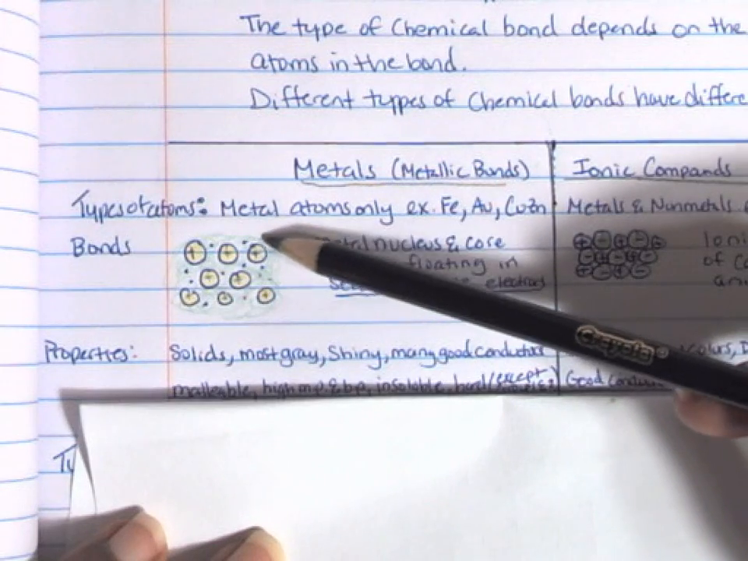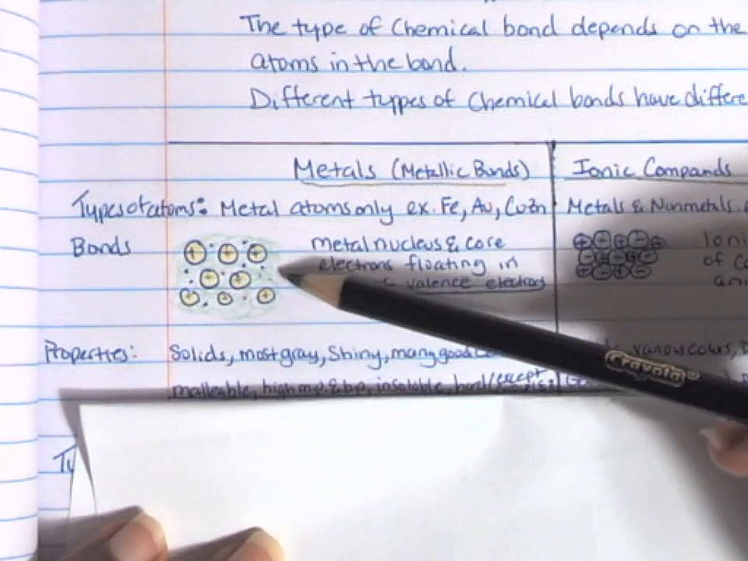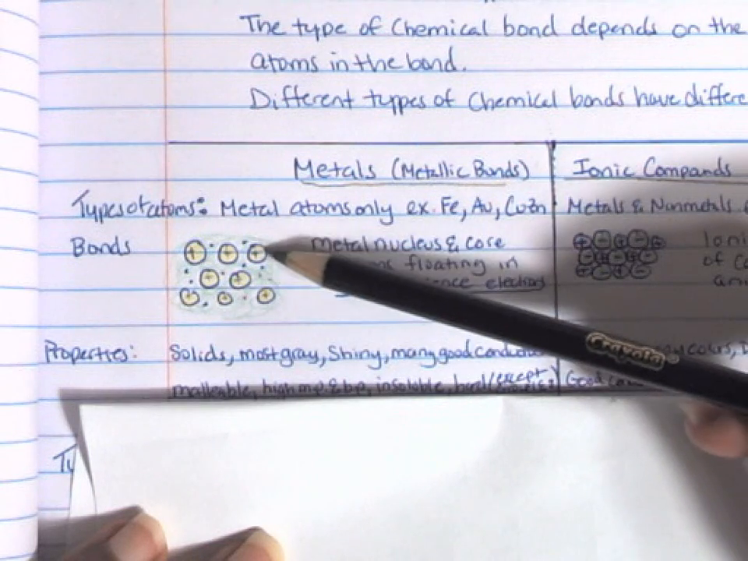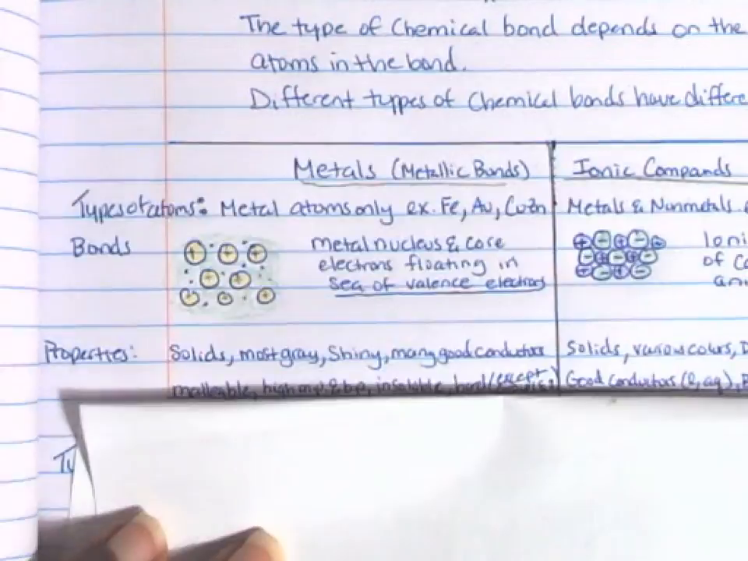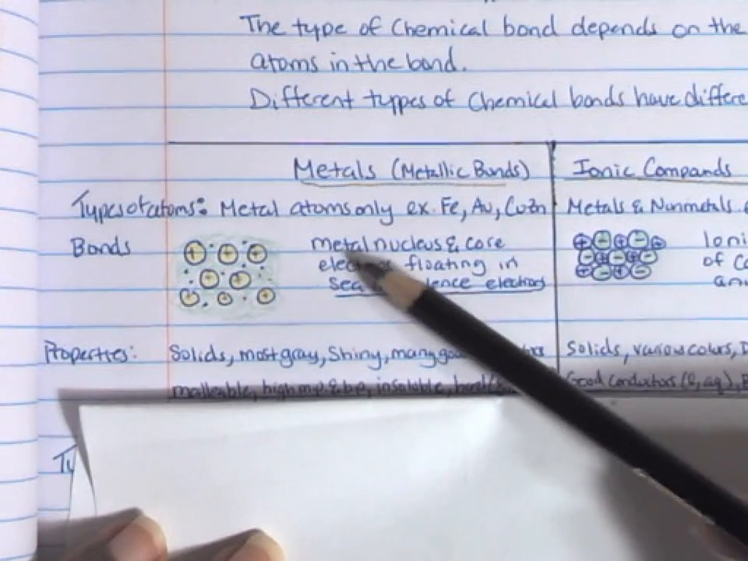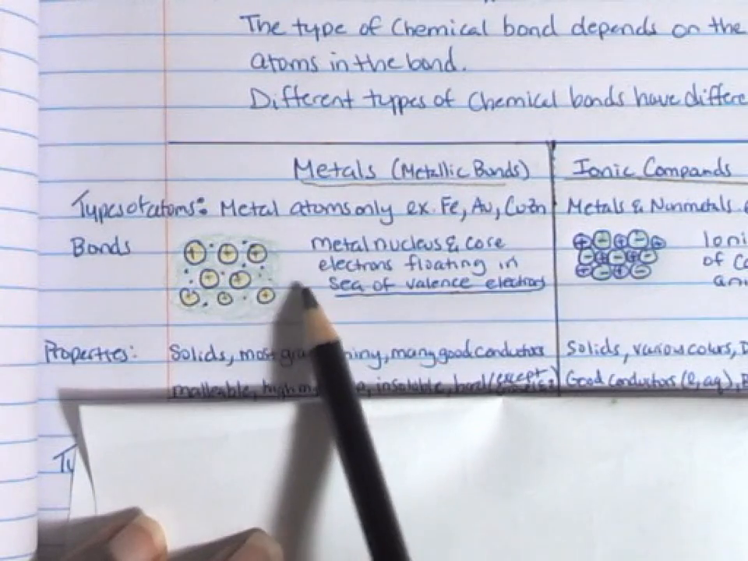The valence electrons, which are the electrons on the outermost shell, they sort of move around. They're not necessarily tied down to a single atom. So the nucleus and the core electrons can float in this sea of electrons. So it says metal nucleus and core electrons floating in a sea of electrons. That's how we describe this type of bond.